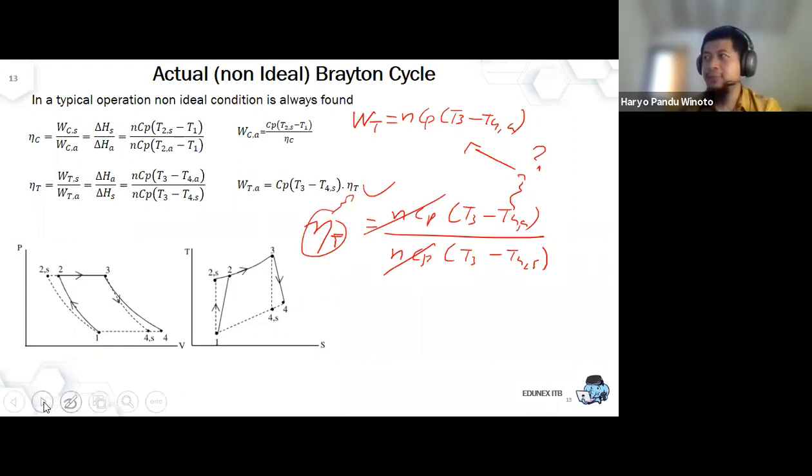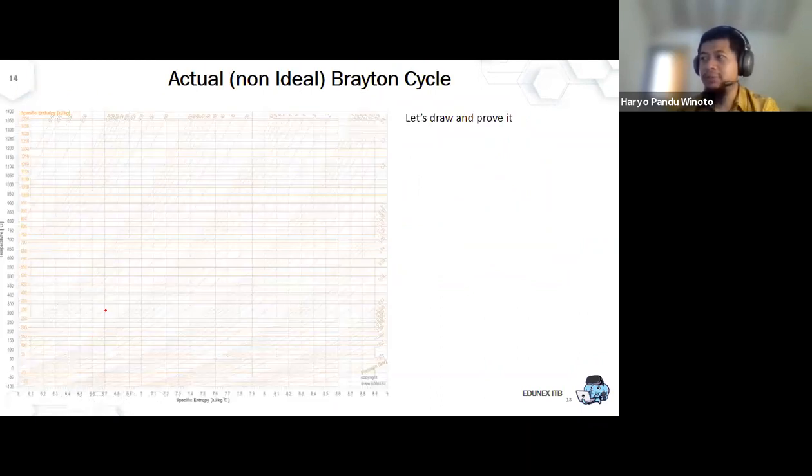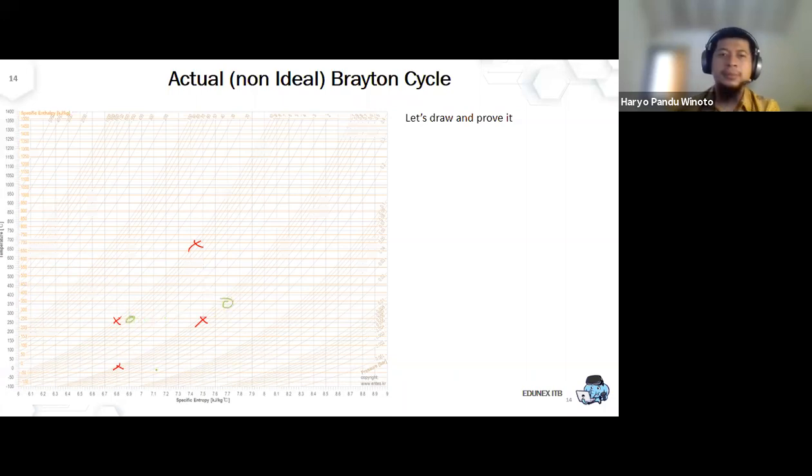So yeah, I think we can skip it because usually it's going to be like this. This is for the ideal one, suppose, and the non-ideal one is going to be a little bit to go in this place, and here is in this place.